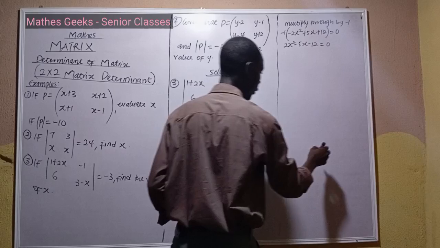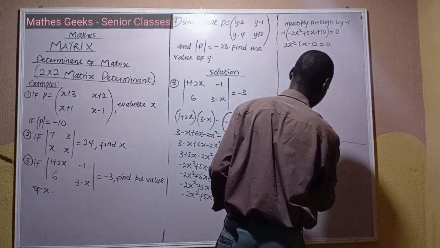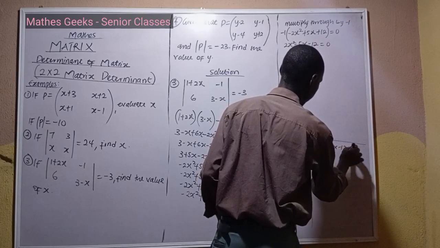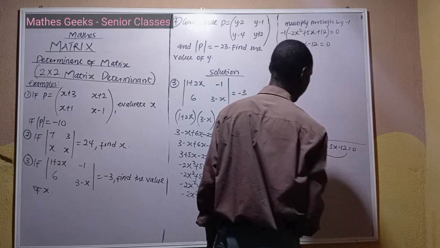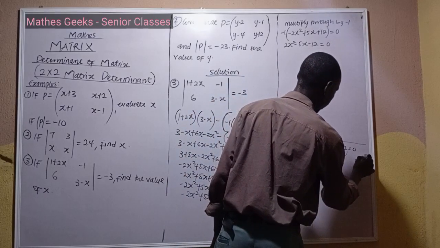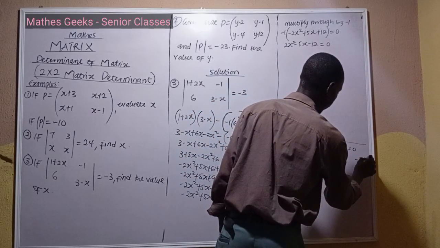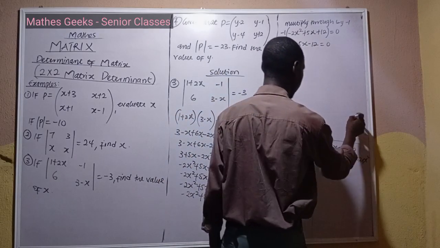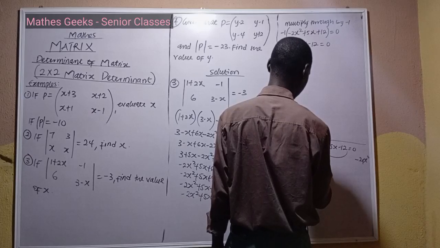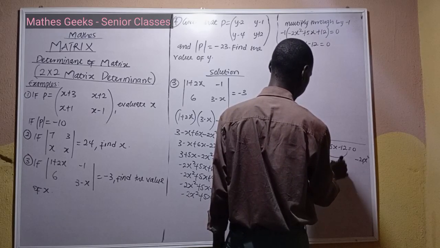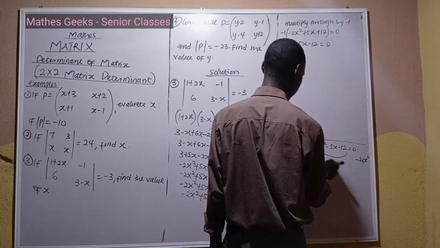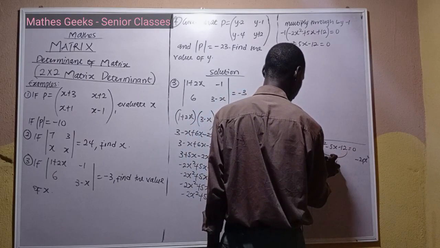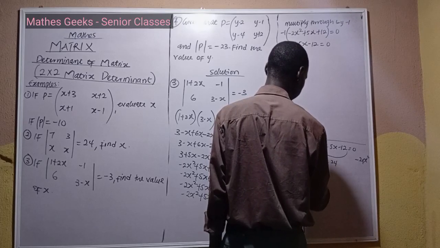So it's 2x squared minus 5x minus 12 equals 0. To factorize, 2 times minus 12 gives minus 24x squared. So factors of minus 24 are minus 8 times 3 will give us 24. So minus 8 plus 3 will give us minus 5, or plus 8 minus 3. So let's first of all just get the factors.